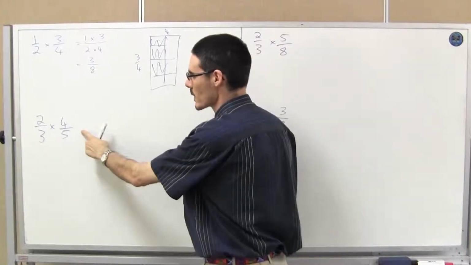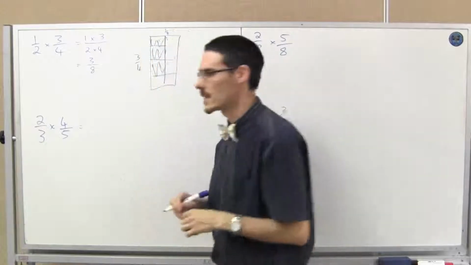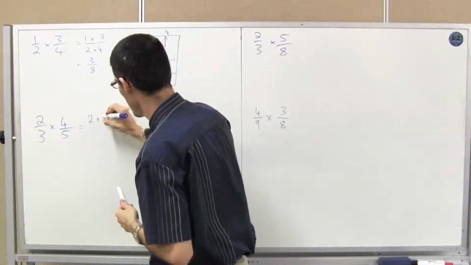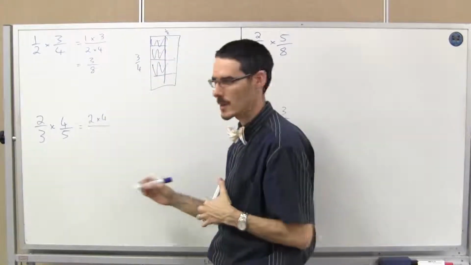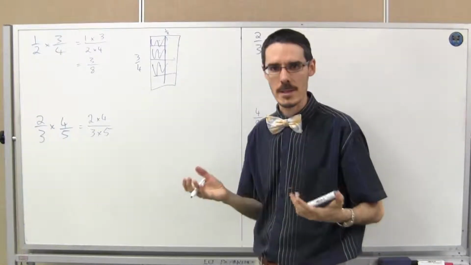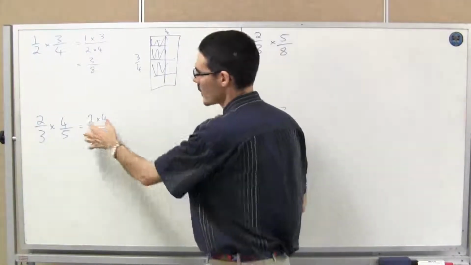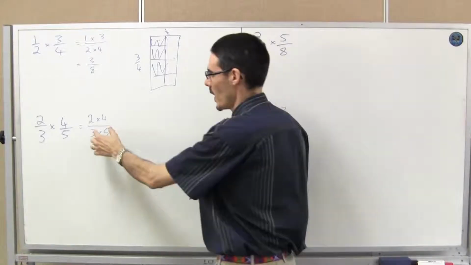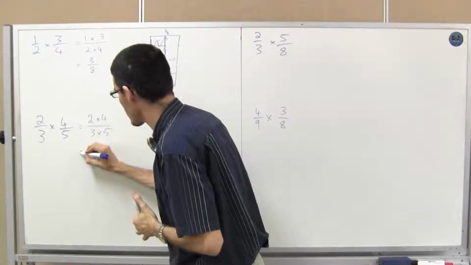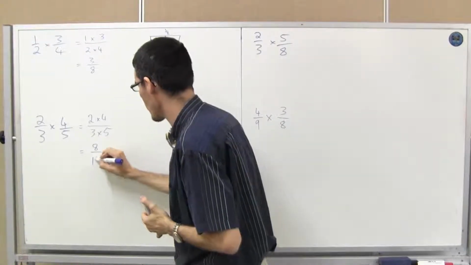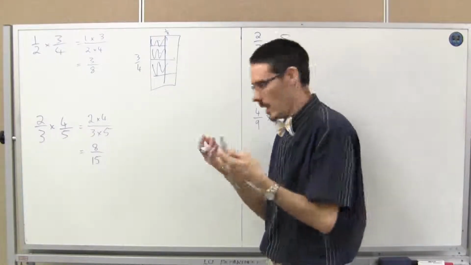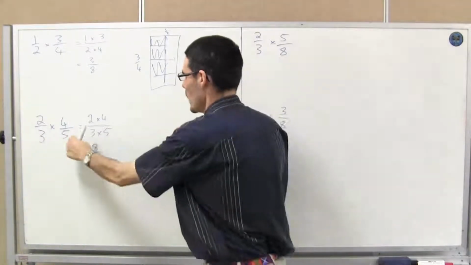2/3 times 4/5. Well, there's no improper fractions, so just multiply across the top, 2 times 4, and multiply across the bottom, 3 times 5. Cancel common factors. Again, 2 and 4 are both divisible by 2, but there's not one on top and one on the bottom, so I can't do anything. 2 times 4 is 8, 3 times 5 is 15. 8/15. Now, carefully, let's try again.